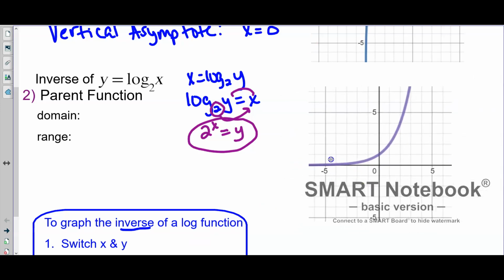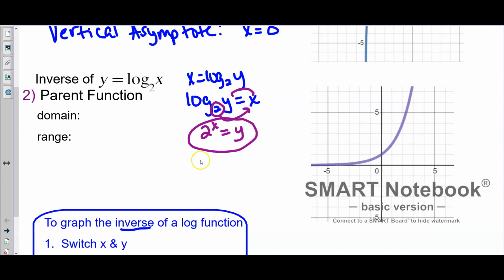So again, you can snip it to insert it. Now the exponential function, I found that this was exponential, has a horizontal asymptote.